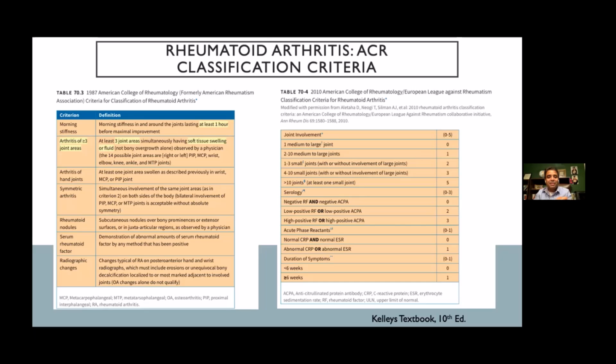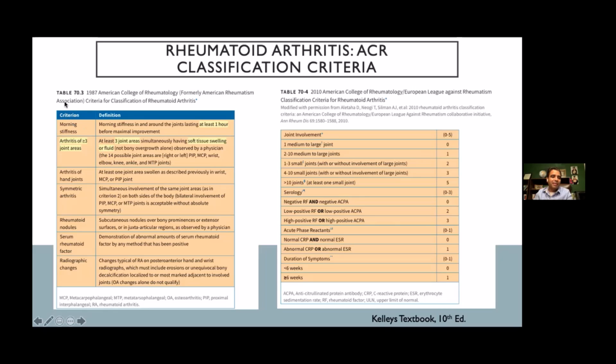These classification criteria are to make sure that we get a similar type of people when we do clinical studies. So this is more for what we call a homogeneous population. But for clinical purposes, we don't always rely on this test. If you look at the classification criteria, we typically use 2 classification criteria.